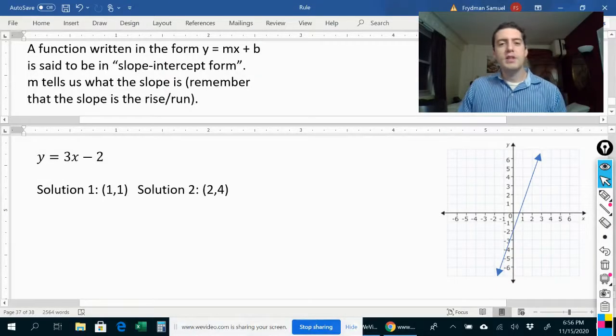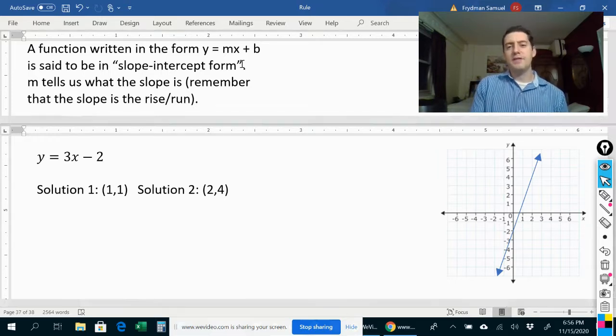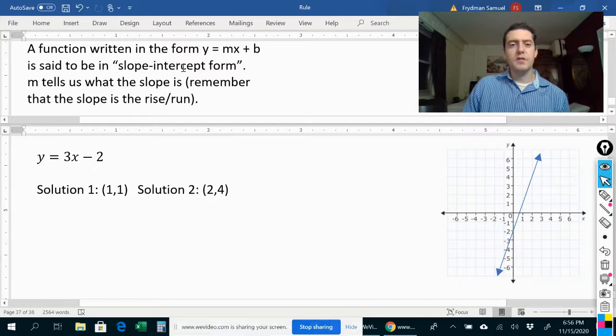Hi, everybody. We said earlier that a function written in the form y equals mx plus b is said to be in slope-intercept form. And that was sort of a mystery. Why is it called slope-intercept form? I answered half of that mystery in the last video. The intercept part comes from the fact that this b here tells us where the y-intercept is.